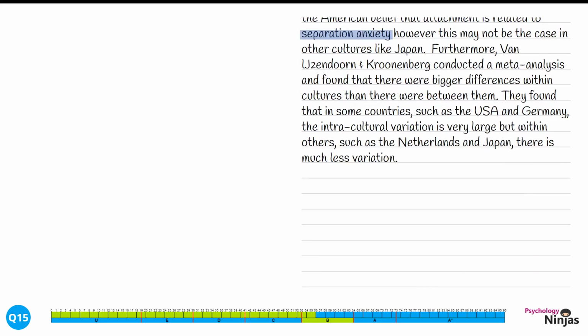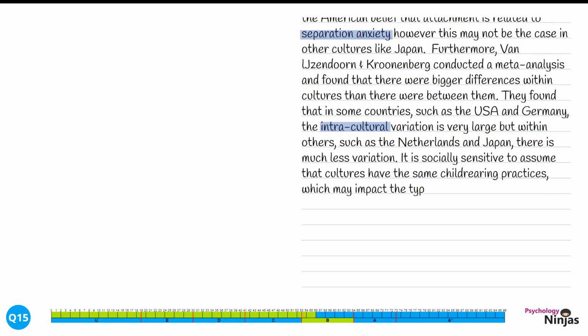It's important here when we're discussing research that we focus in on findings and give sufficient detail that we know the study that is being discussed. Here we've talked about intra-cultural variations, or those within a particular country. We've explained that there's bigger differences in intra-cultural variation in attachment than intercultural variation between different countries. And then we're going to give a mini judgment about generalisability.